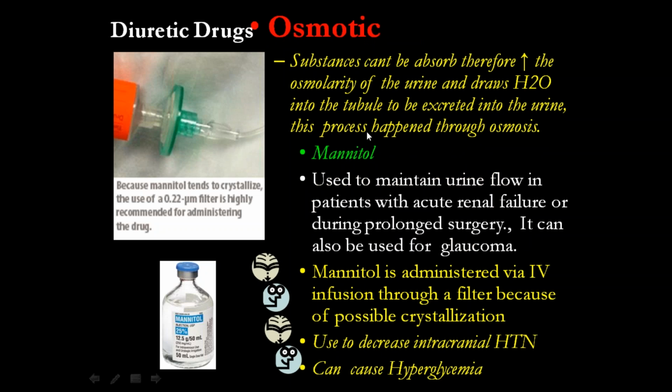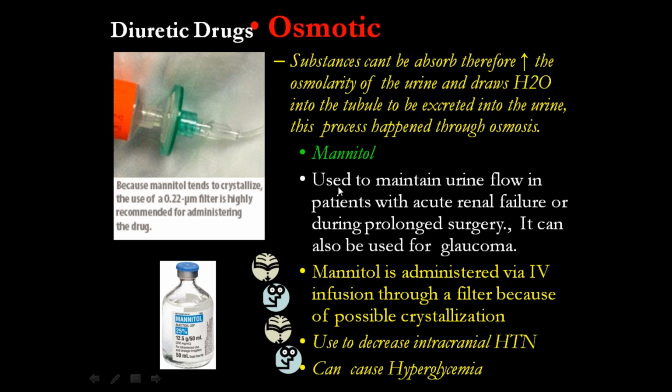Osmotic diuretics are going to be mannitol. This is a very important medication. Mannitol is going to be used for a few things. Number one, decrease intracranial hypertension. It's osmotic because mannitol is made from a carbohydrate, a polysaccharide that cannot be absorbed. So they are going to pull water, and that is going to increase the diuresis in the patient.